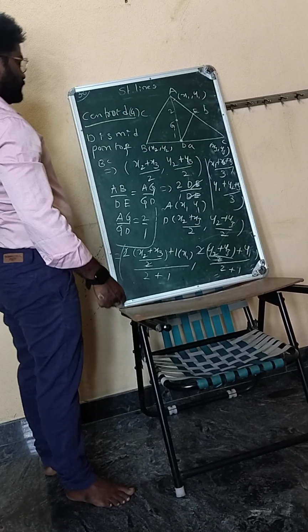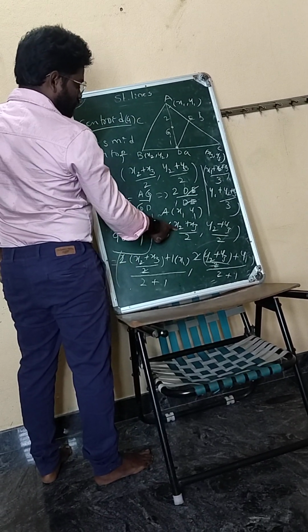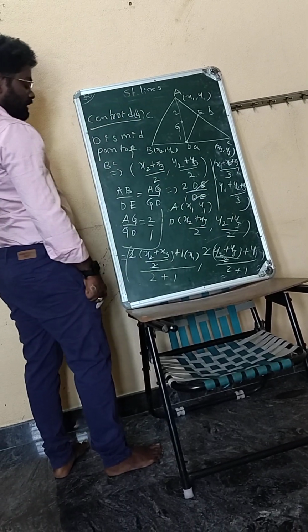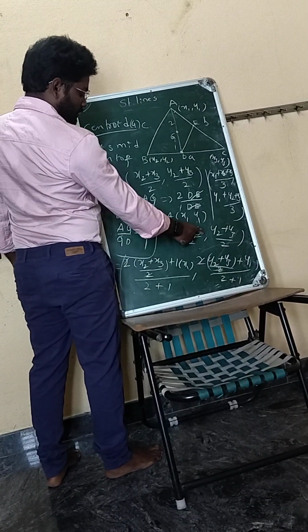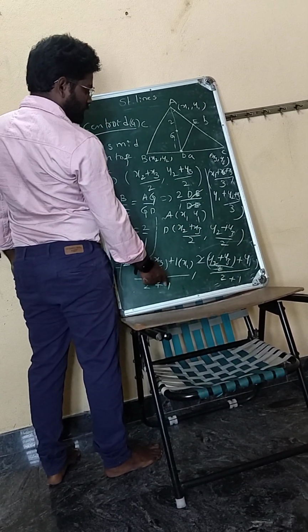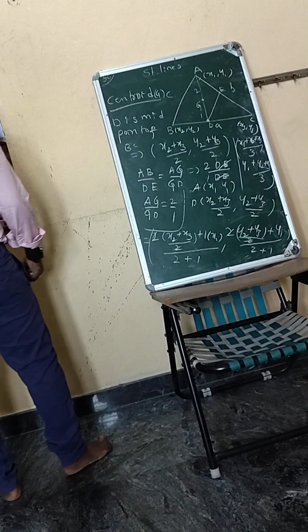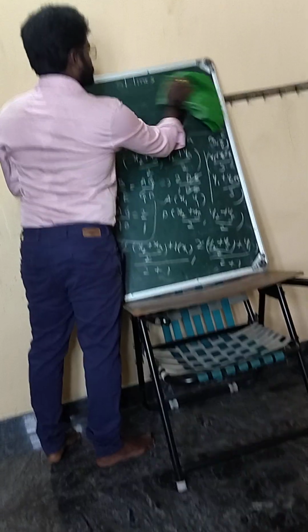2:1 ratio. Clear. Next, section formula: m x2 plus n x1 by m plus 1. Clear cut. Here x2, x1, 2 into x2 plus x3. 2 and 2 are cancelled. 2 plus 1, 3. Same. Y condition also same condition. And centroid are completed.